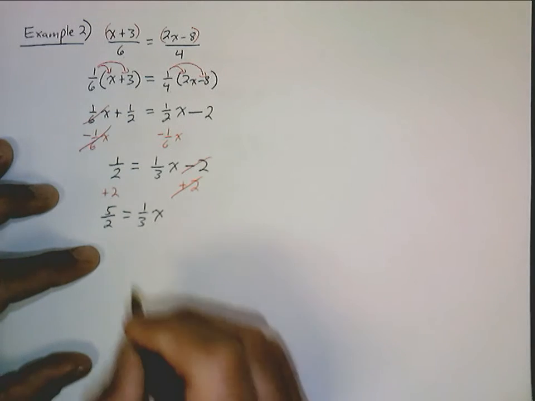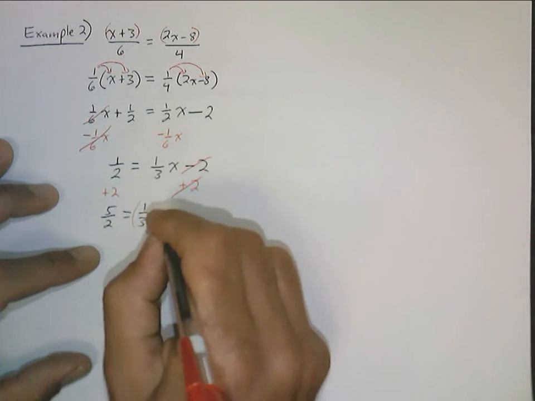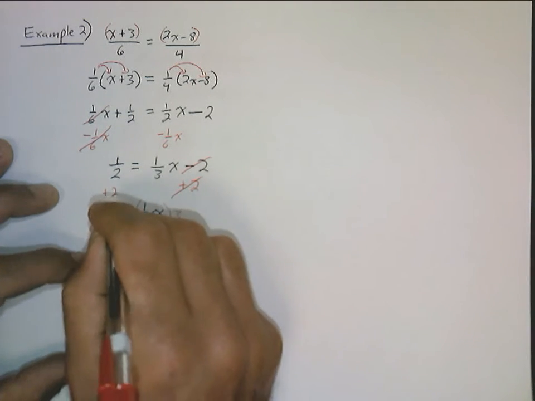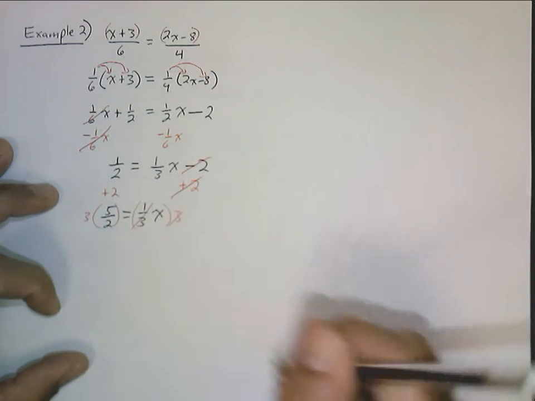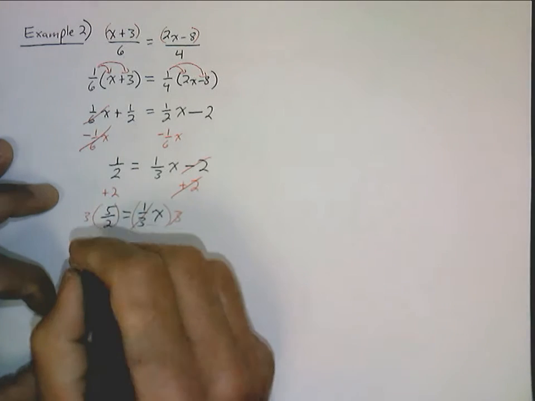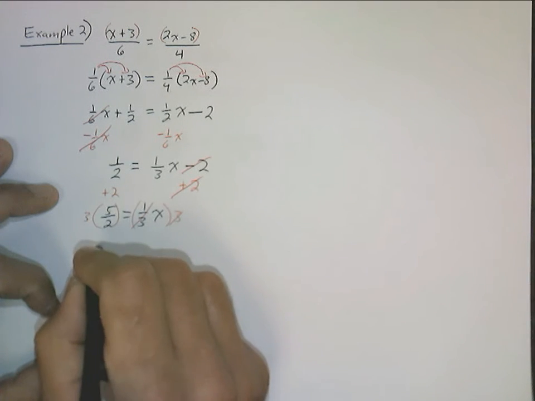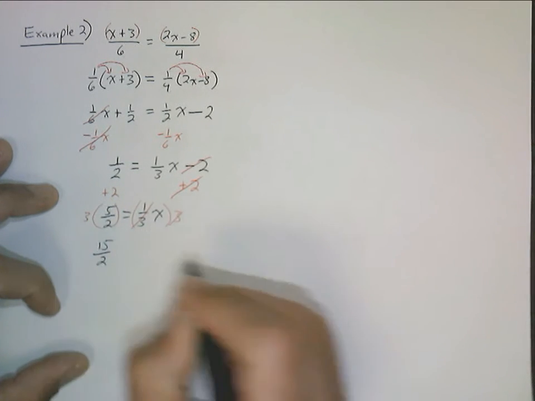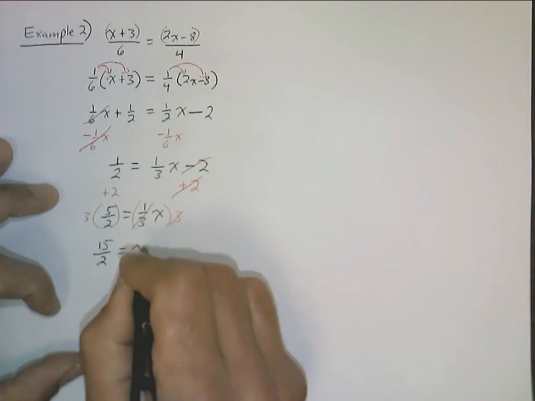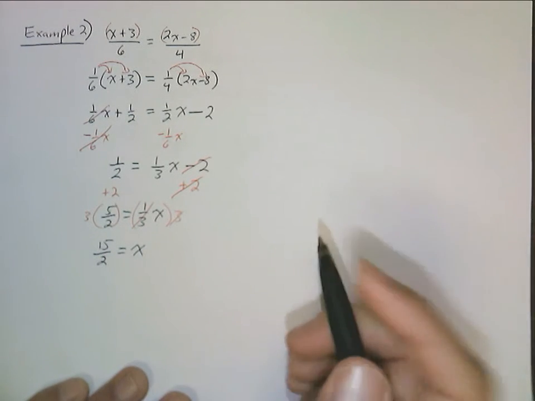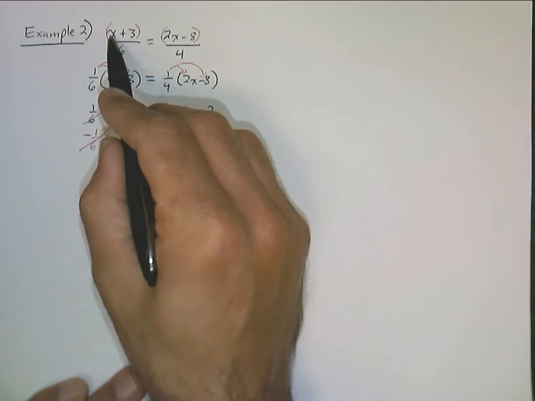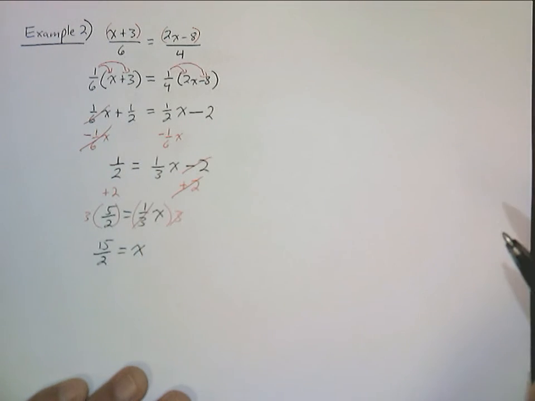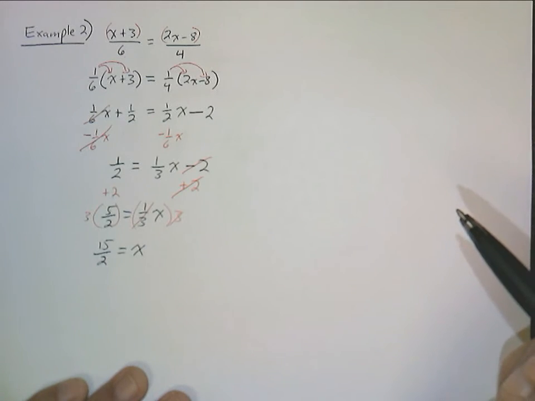We undo multiplying by 1/3 by multiplying by 3. Do that to both sides. These things are going to cancel out because 3 times 1/3 is 1. And 3 times 5/2 is 15/2. And that equals x. And of course you would want to take this value 15/2 and plug it back in up here for x and make sure you get a true statement out to check your answer.